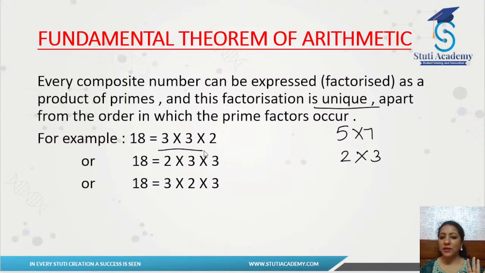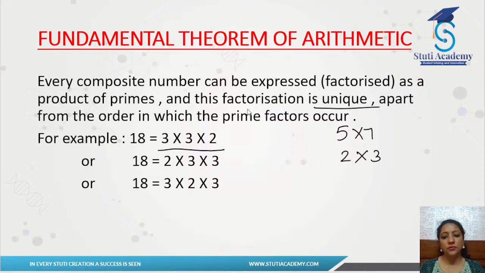So this prime factorization is unique. We can write 18 as a product of 3, 3 and 2. And then it's given here in the statement, apart from the order in which the prime factors occur. The factorization is unique apart from the order in which the prime factors occur. This means that the prime factors can be anything. We have 3, 3 and 2.